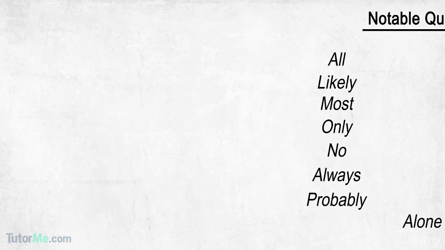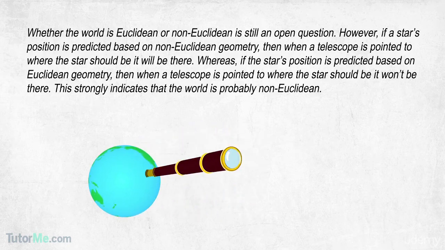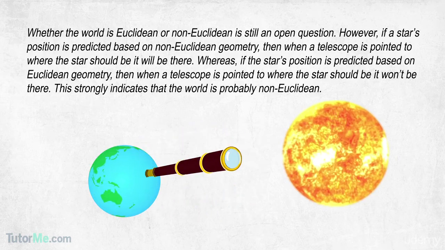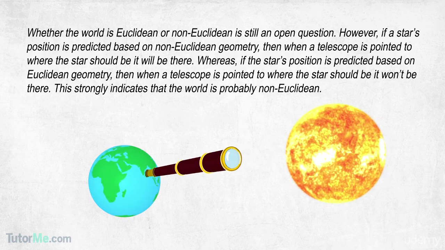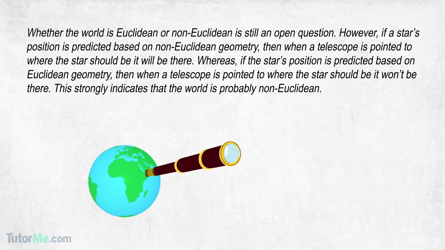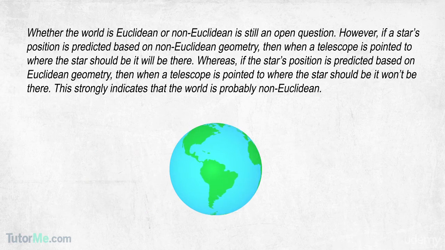Here's an example. Whether the world is Euclidean or non-Euclidean, it is an open question. However, if a star's position is predicted based on non-Euclidean geometry, then when a telescope is pointed to where the star should be, it will be there. Whereas if the star's position is predicted based on Euclidean geometry, when a telescope is pointed to where the star should be, it won't be there. This strongly indicates that the world is probably non-Euclidean.